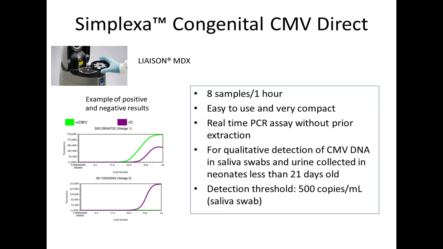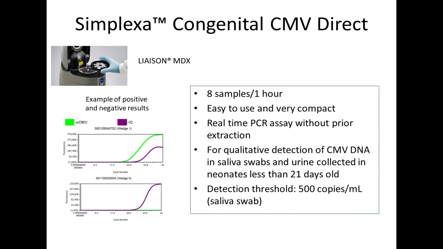To do neonatal CMV diagnosis, we can use the Simplexa Congenital CMV assay from Liaison Diasorin. This assay may be run on the Liaison NDX instrument. This instrument can run 8 samples per hour. It's quite easy to use, very compact, as you can see in the photo there. It's based on a real-time PCR assay without prior extraction, and it's run for qualitative detection of CMV DNA in saliva swabs and urine collected in neonates less than 21 days old. The detection threshold is 500 copies per ml in saliva swab.